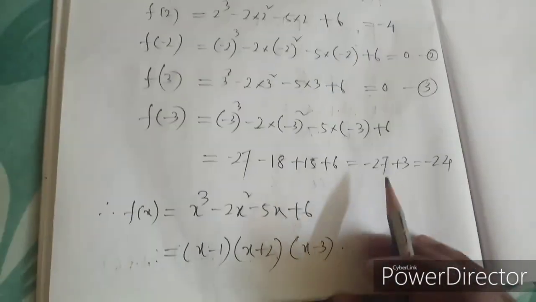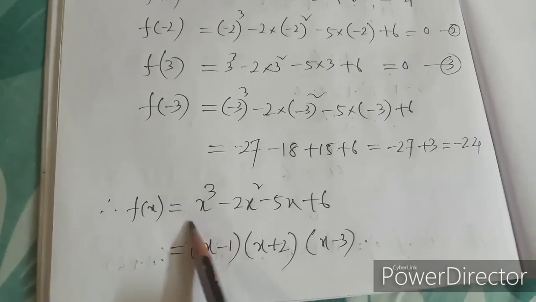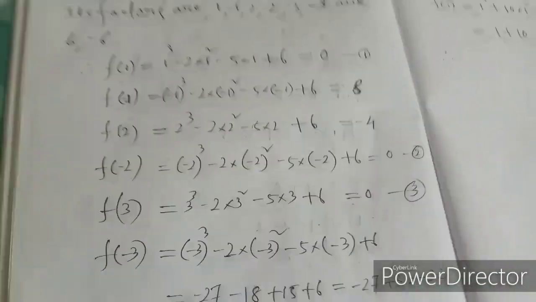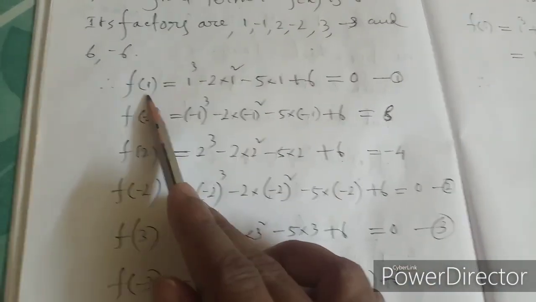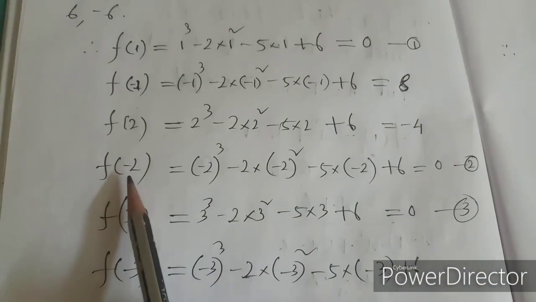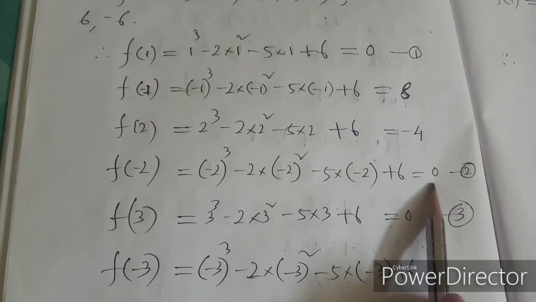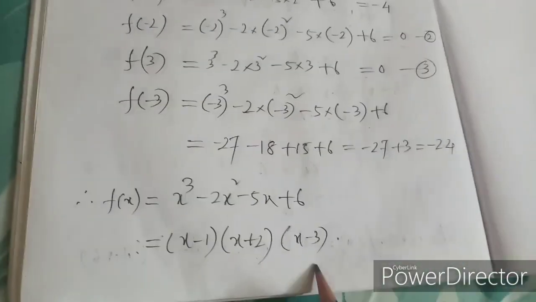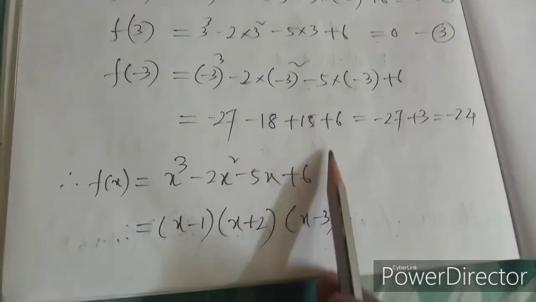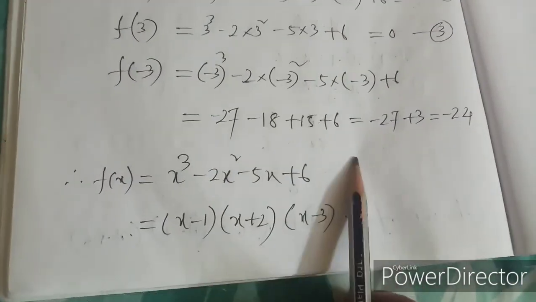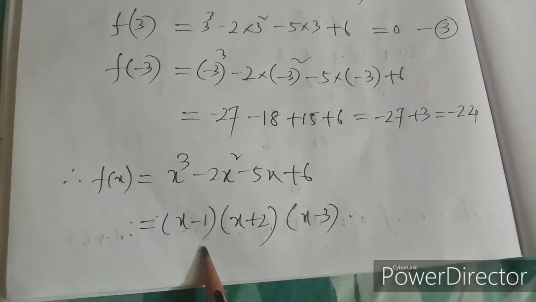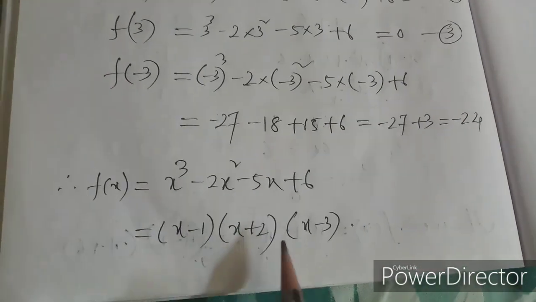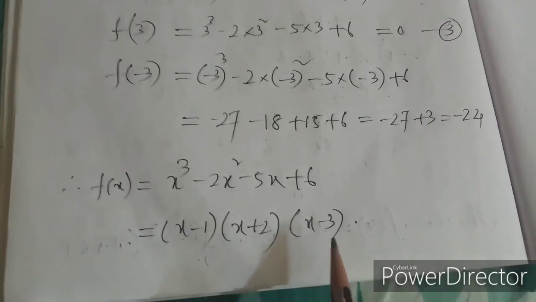Got it? So f(x) can be written as follows. How many values are 0? f(1) equal to 0, so we put x minus 1. If f(minus 2) equal to 0, we put x plus 2. And if f(3) equal to 0, we put x minus 3. So this cubic expression can be divided into 3 parts completely: x minus 1, x plus 2, and x minus 3. Sure?